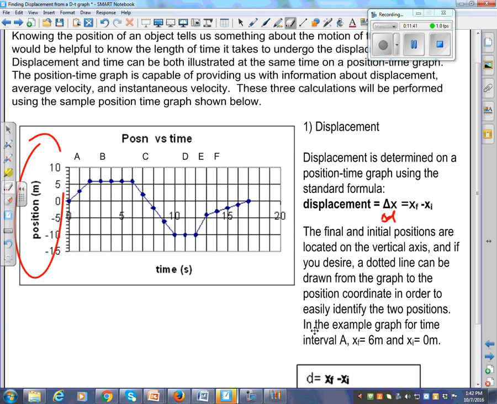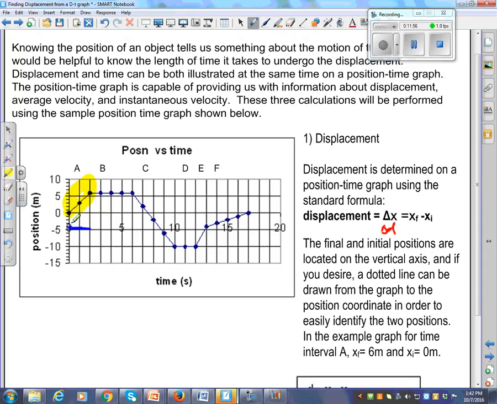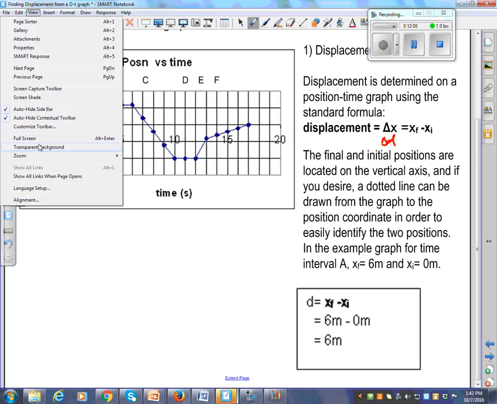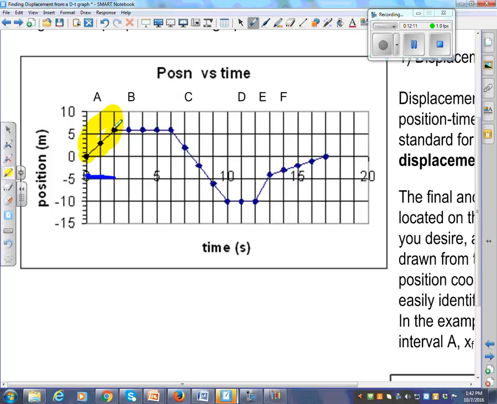Right? In the example graph, time interval A is from 0 to 2 seconds. We're talking about this interval right here. This is interval A, from 0 to 2 seconds. Okay? What is the displacement? Okay, let's look at the final position. Let's zoom in a bit so I can see a bit better because I'm old. What is the final position? Read it from the graph. 6. What is the initial position? 0. Where am I reading that from, Adam? Right here on the y-axis.